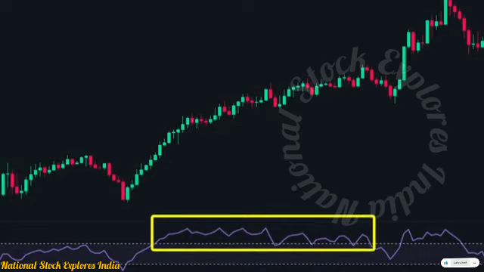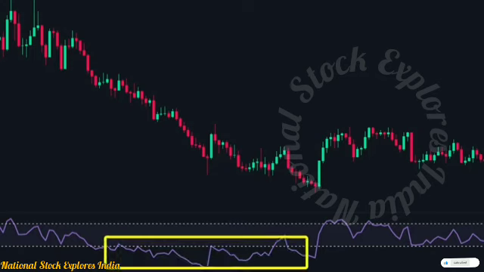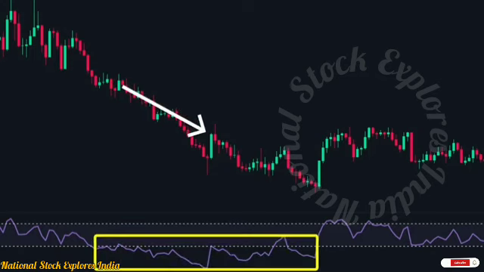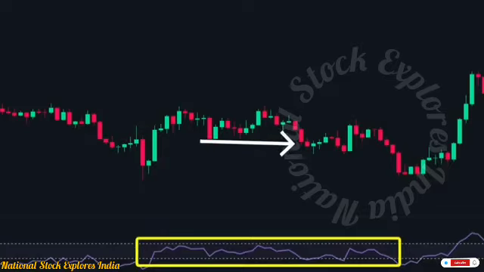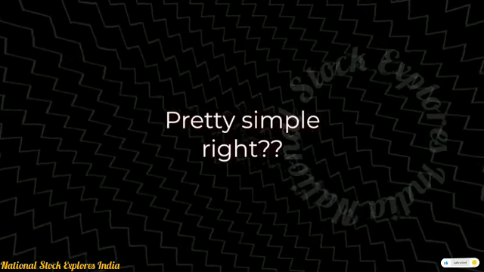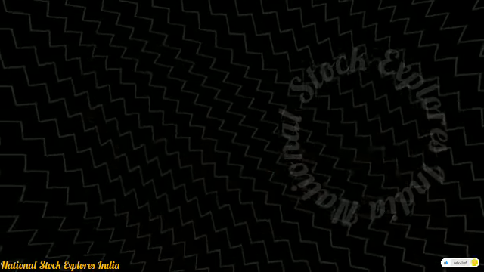When the price is above 60, we will consider the price to be in an uptrend. On the other hand, if the RSI is below 40, we will consider the price to be in a downtrend. If the price is between 60 and 40, we will consider the price to be in a sideways market. Pretty simple, right? Now, let's understand how to use these concepts for our trading strategy.